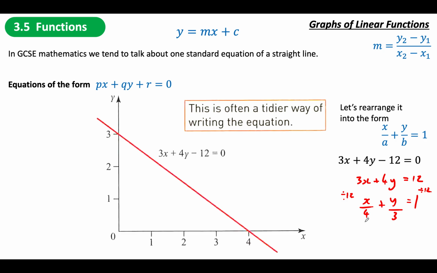Now notice the number under x is the x-intercept, where it cuts the x-axis. And the number under y, the 3, is the y-intercept over there. It is a feature of these equations. So if you put it in that format where it equals 1, whatever x is over, in this case 4, that's the x-intercept. And whatever it's over on y, that's the y-intercept.